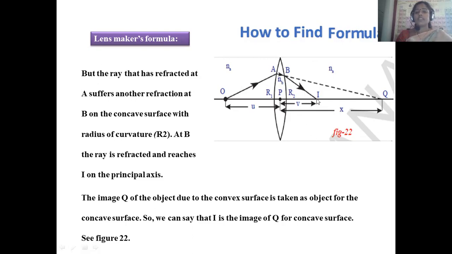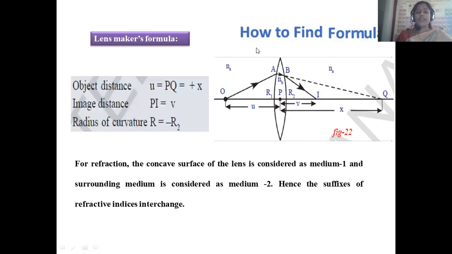And in case of concave lens, the image formation takes place at point I. Object distance U is taken as PQ, again with no change, and it is denoted with plus X. Image distance is taken as PI, because the image is formed at this instance only. PI is equal to V. V is nothing but the image distance.